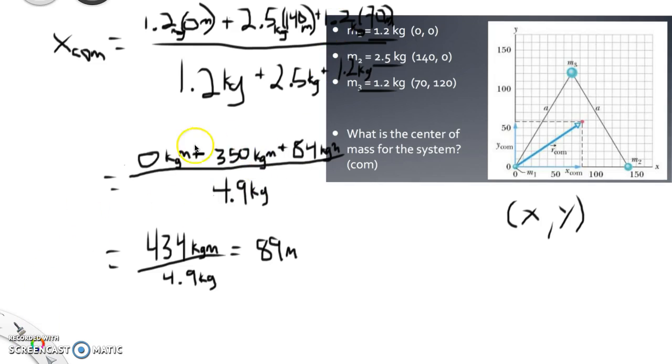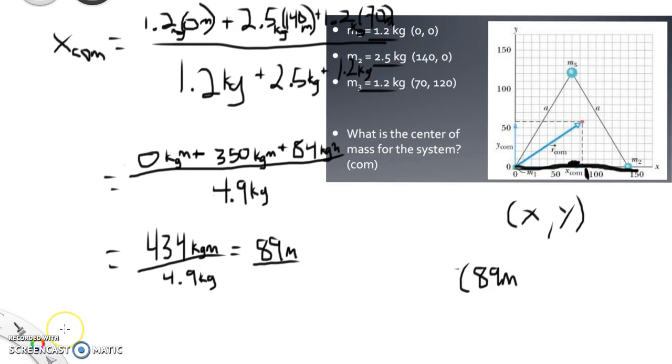So I've gone ahead and done the calculations here. I multiplied each chunk on the top and added them together to get 434. The total mass of all the particles is 4.9 kilograms. I divide those and I find that the x center of mass, so that horizontal center of mass, is at 89 meters. So if all three of these masses were just sitting on a surface like this, they would balance at a point about right here at 89 meters.